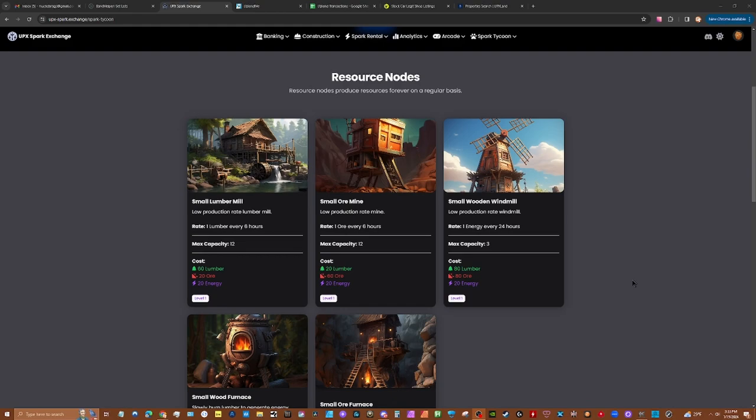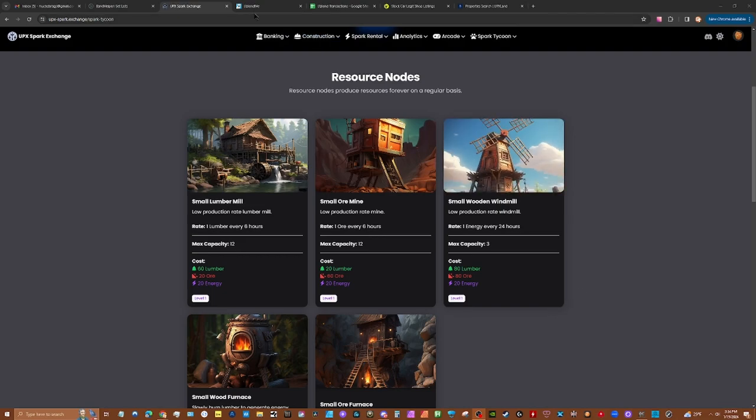Okay, you have a 75% chance of getting a loot box, and in that loot box can contain either lumber or energy resources. Now, it can contain up to two lumber or ore and up to one energy currently. Now, these things are always changing, so you want to make sure that you're part of the Upix Spark Exchange Discord and check out the Spark Tycoon channel in that Discord to keep up on what's going on. All right, this is an ever developing game.